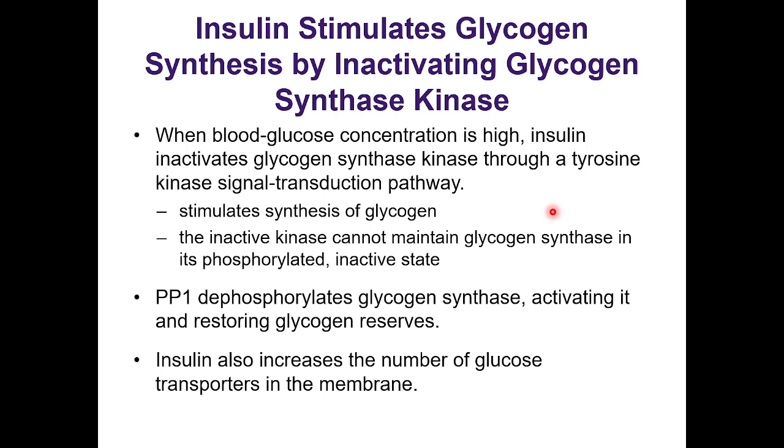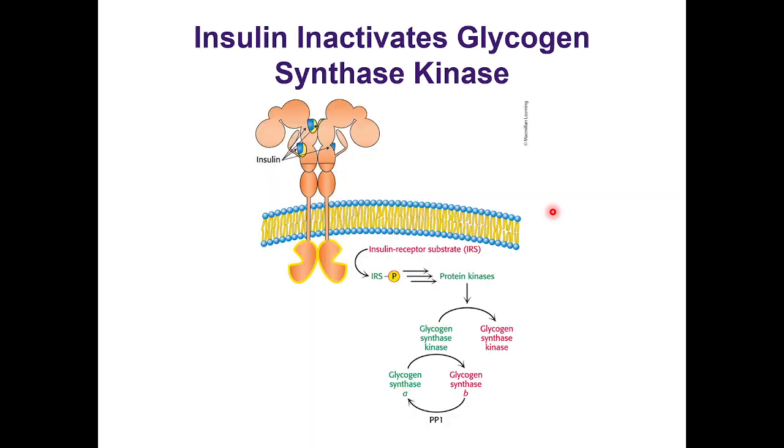Insulin also will increase the number of glucose transporters in your membrane. And this is what you're seeing right here. And so this is that insulin right here. It's going to bind to this right here, which is that transmembrane protein complex. And so the insulin receptor substrate, which is the IRS, can be phosphorylated. This is going to then give you, after several steps, the protein kinases. The protein kinases are going to work on the glycogen synthase kinase. So the glycogen synthase kinase is going to be the less active form.